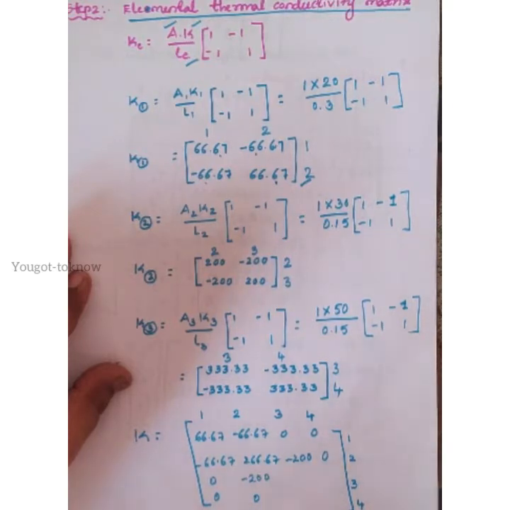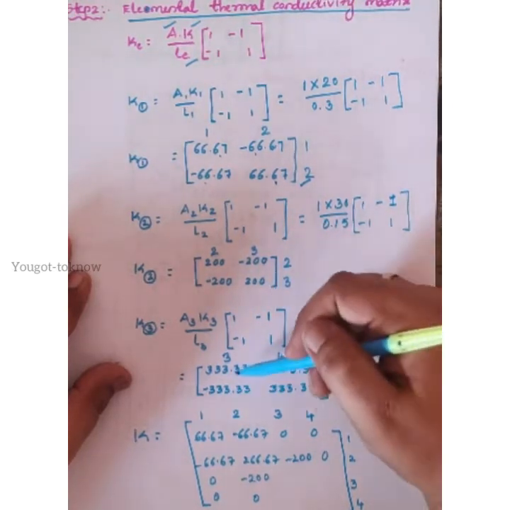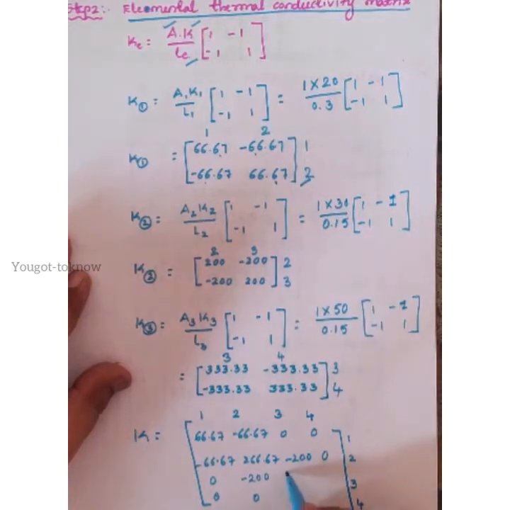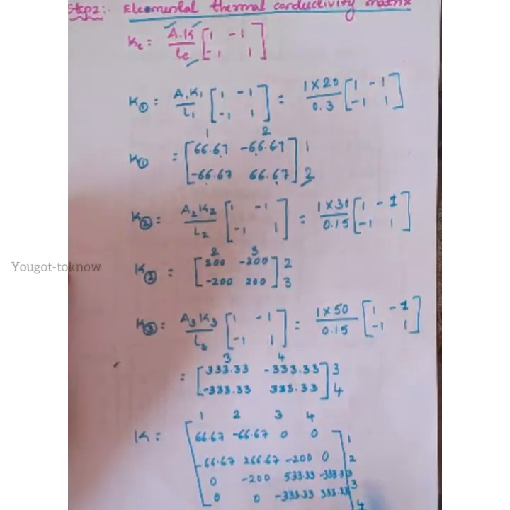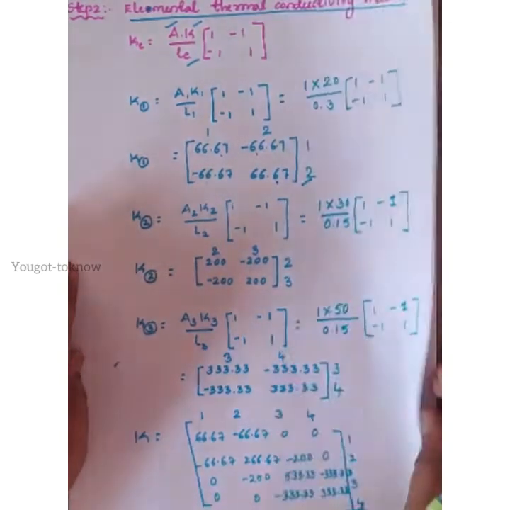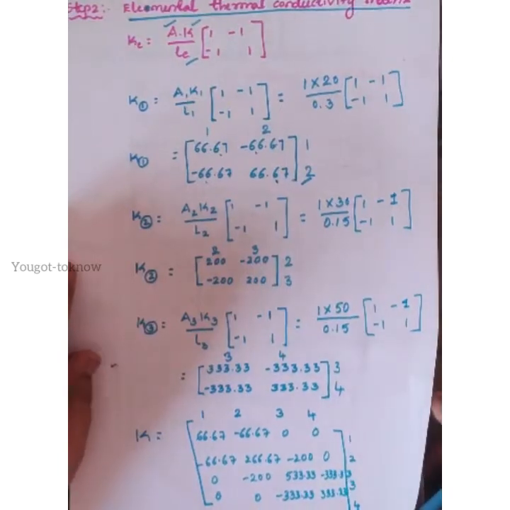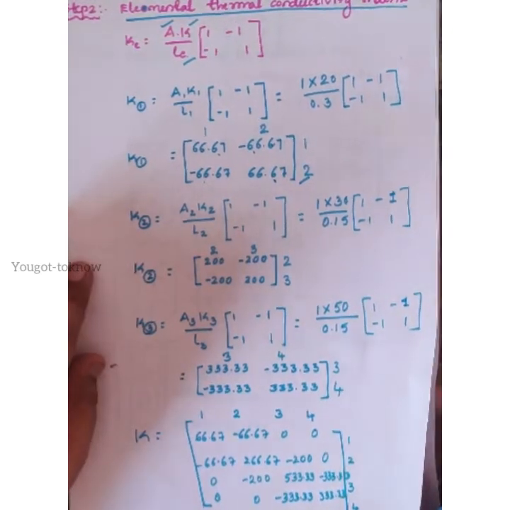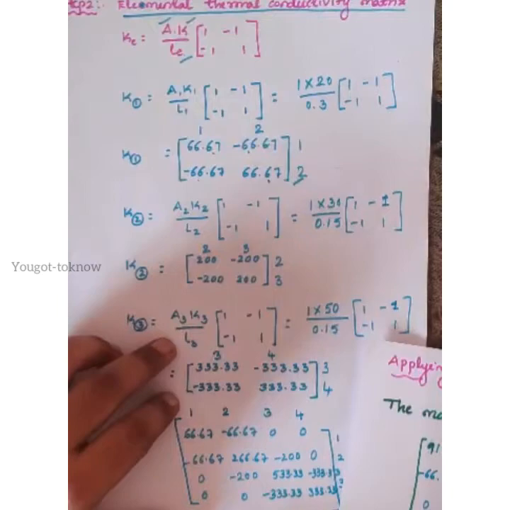Now come to the next, 33. Check it, 33: 200 here plus 333.33, that is 533.33, minus 333.33. Then minus 333.33, and this will become 333.33. This is how you calculate your global matrix, 4 cross 4. This is a repetition of your previous derivation. Previously you did the stiffness matrix for elements, same concept.